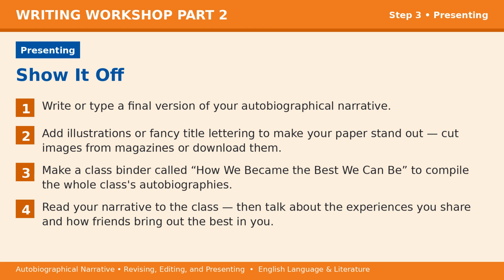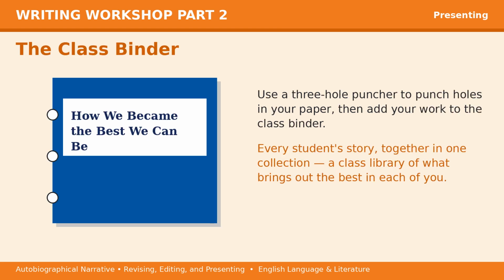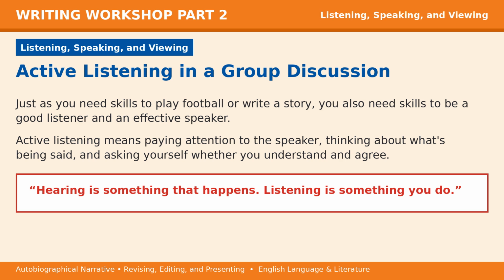Step 3. Presenting. Show it off. Write or type a final version of your autobiographical narrative. Add illustrations or fancy title lettering to make your paper really stand out. Then, make a class binder called How We Became the Best We Can Be, to compile the autobiographies of your entire class. Read your narrative to the class, and listen as everyone reads theirs.